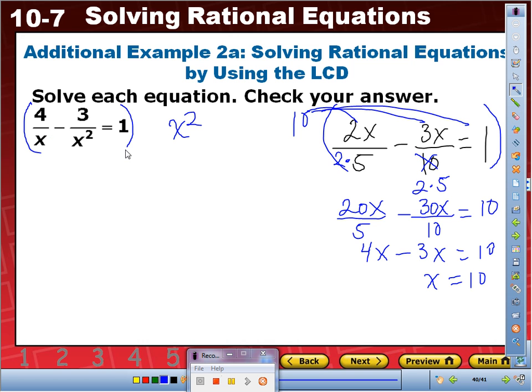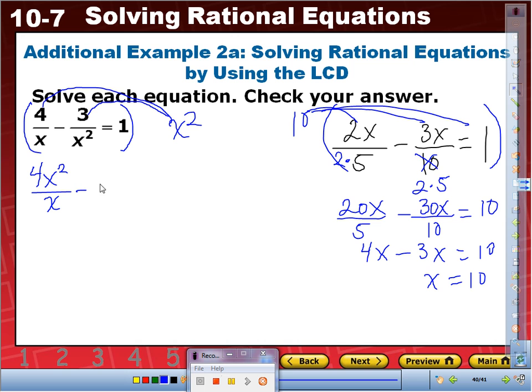Therefore, I need to multiply everything times x squared. Pay attention first, and then you copy. So x squared times 4, that is 4x squared, over the denominator stays the same, which is x. Next, x squared times 3, that is minus 3x squared, the denominator stays the same, equals x squared times 1, that is x squared. Copy that up to right there, please.